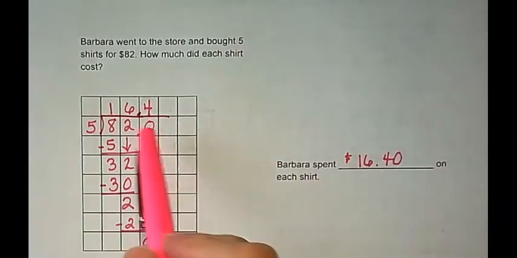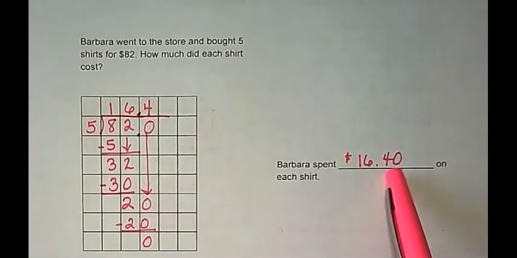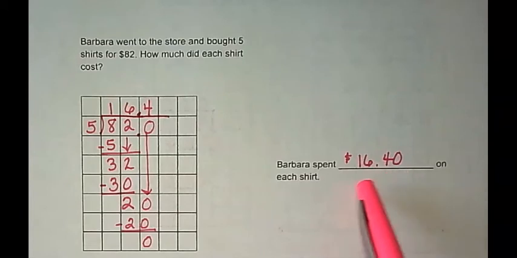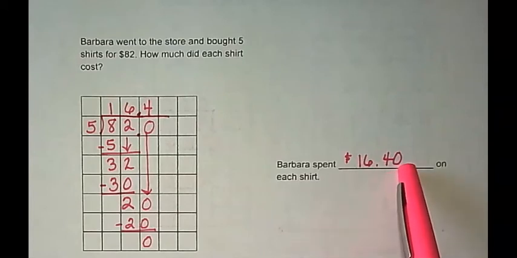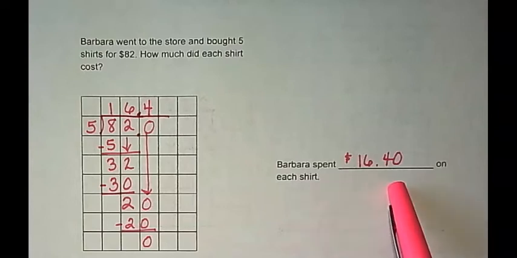Now, that's 16 and 4/10. But remember, for money, we usually have 2 digits after the decimal point. This is the tenths place and this is the hundredths place. And so we want to add a 0 in that hundredths place just to fill that place value in so that it looks like money, like what we're used to seeing for money, but doesn't change the value at all. So this is $16.40.